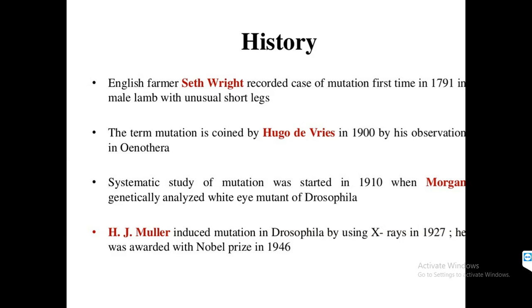Then the systematic study of mutation. The systematic study means when the scientists gave much larger concentration on the mutation. Till Hugo de Vries, he only coined the term mutation, and mutation was not taken very seriously by the other scientists. But the systematic study was started in the year 1910, and it was started by Morgan. And what did Morgan analyze? He analyzed a white eye mutant of Drosophila.